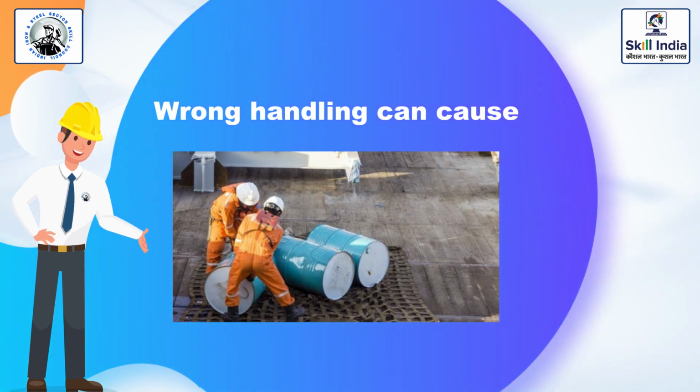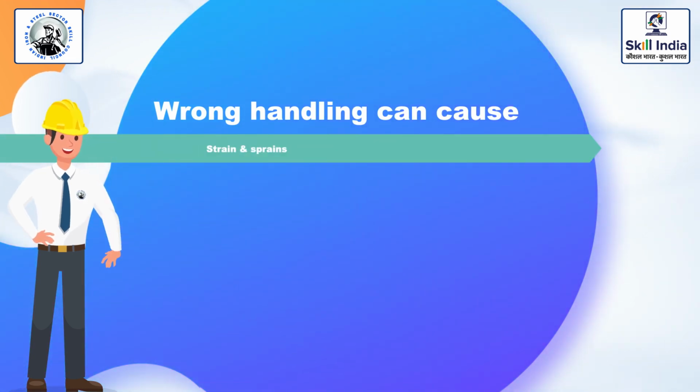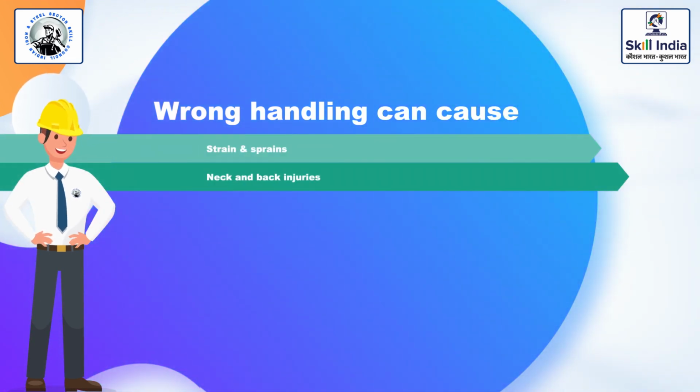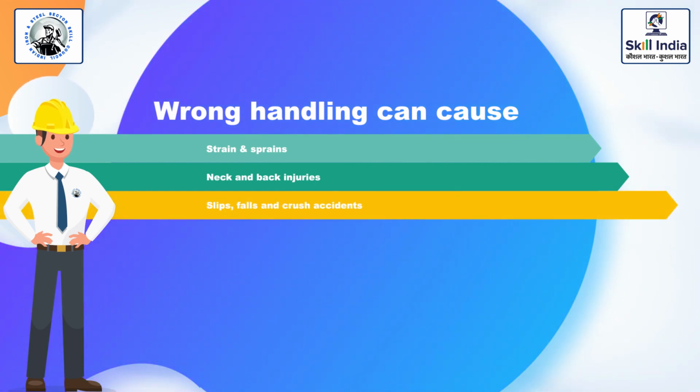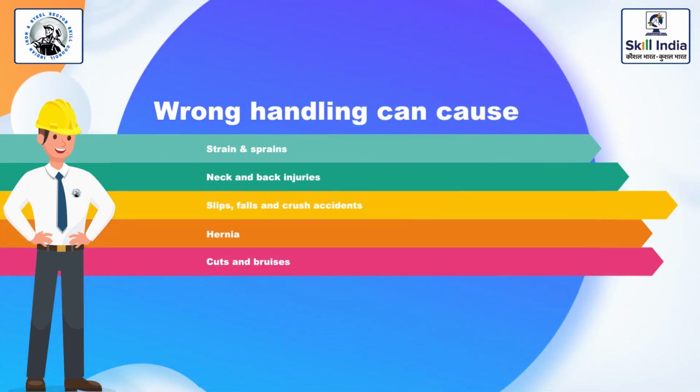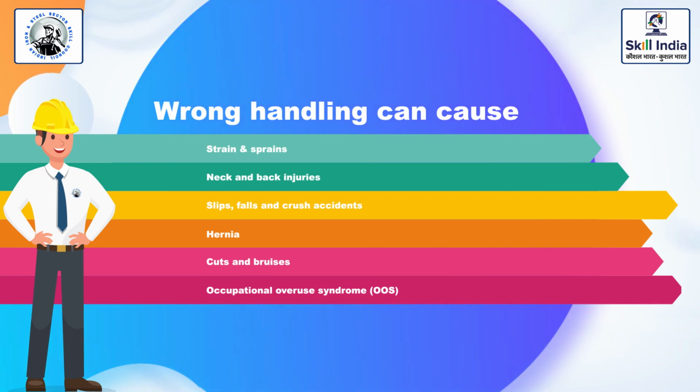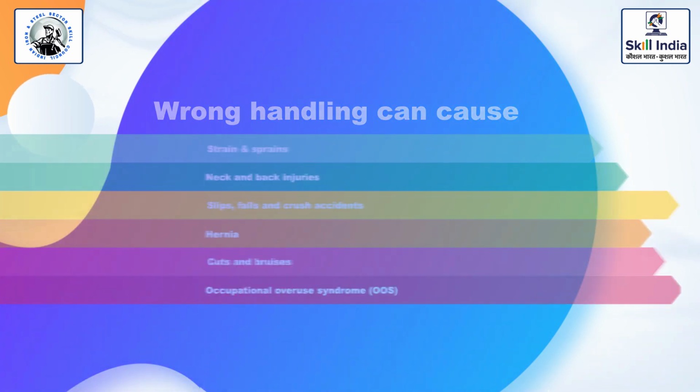It is important to handle materials properly because if you do it wrongly, you can suffer strain and sprains, neck and back injuries, slip falls and crush accidents, hernia, cuts and bruises, occupational overuse syndrome. Hence, participants, remember the following practices can keep you safe from unnecessary injuries and accidents.